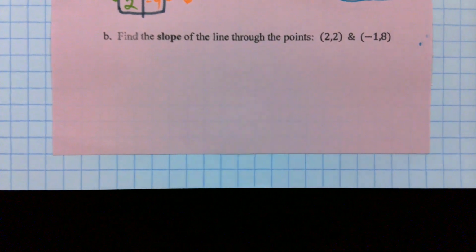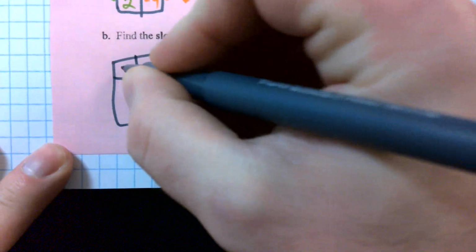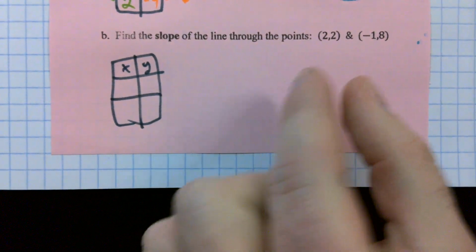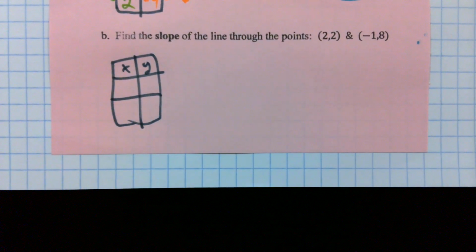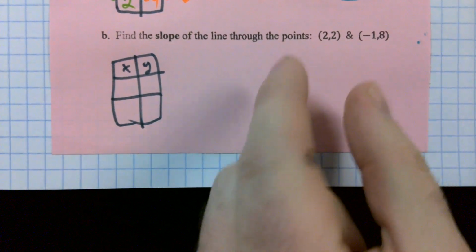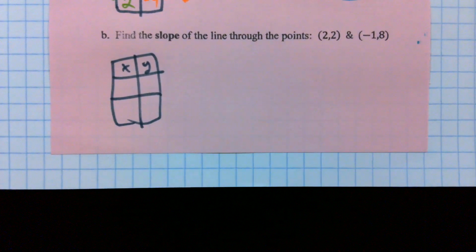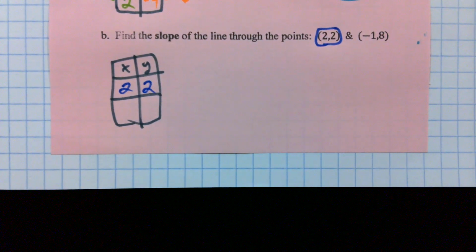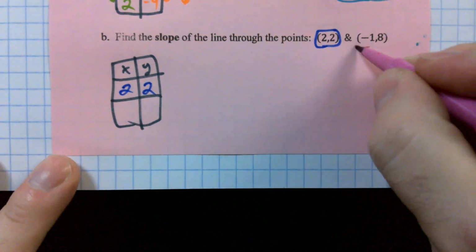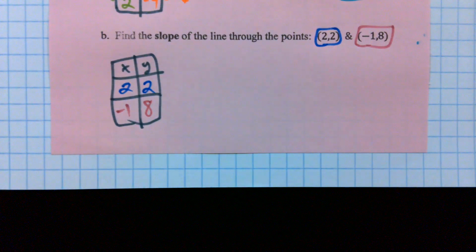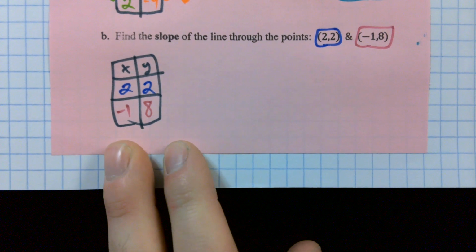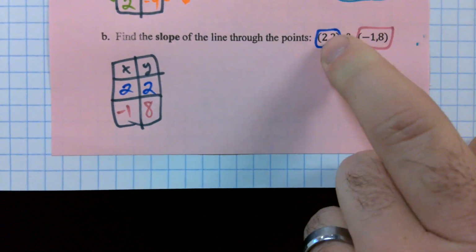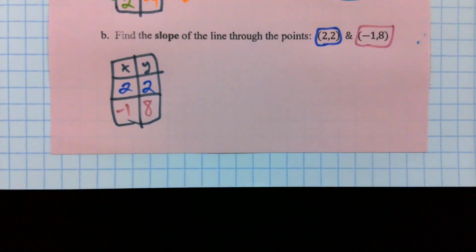All right, I'm going to make my table. X with a y, right? And I'm just transplanting these points directly onto the table. That's why I'm drawing the tables vertically, so you can see exactly what we're doing. I'm taking this whole point, 2, 2, and putting it in my first row. I'm taking my second point, negative 1, 8, and putting it in my second row. Do you guys see that? Yeah? So my top row is in blue, my bottom row is in pink. We don't want to mix and match them.